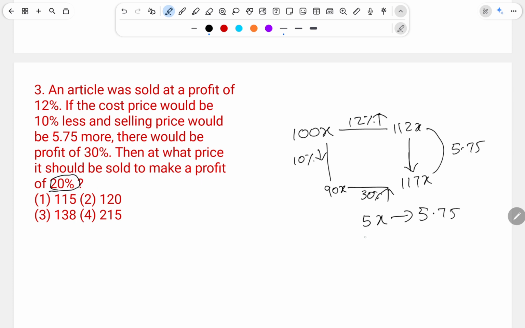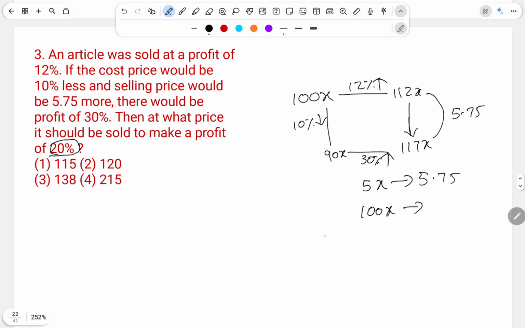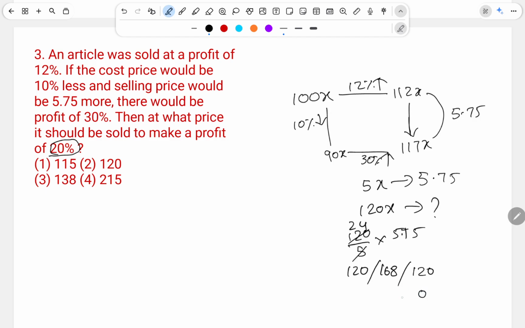They're asking 120%. First of all, 120% means first you find 100x, that will be CP, then we'll find 120x, or otherwise directly 120x. It's up to us. So if 5x is 5.75, then 120x will be how much? 120 by 5, 24 times. Now multiply 24 into 5.75. 24 5s 120, 24 7s 168, 24 5s 120, adding, 138.00. So 138 is our answer.